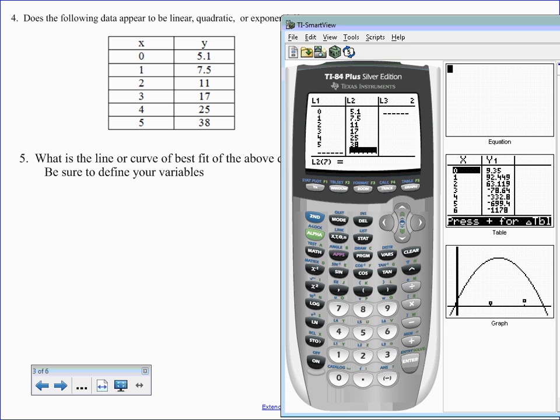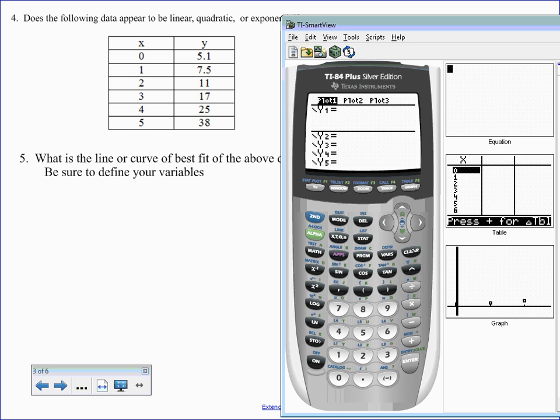There we go. And then we're going to want to look at our data. One of the tips is you want to make sure you clear out anything you were doing before. So we don't want to graph our equation from the last problem. So we clear that out. And then we're going to zoom 9 to zoom in on the new data set. And what we see is a shape.